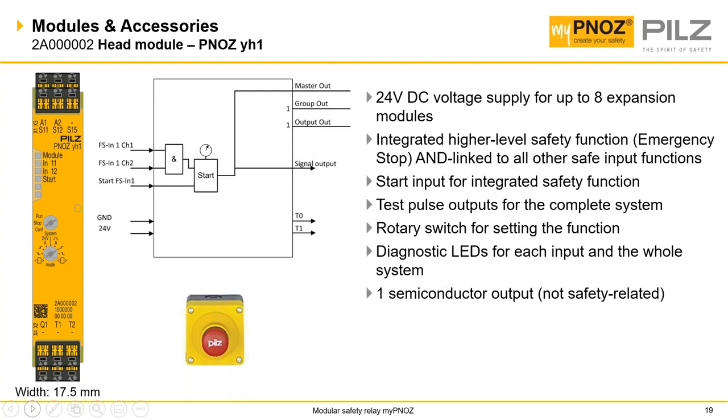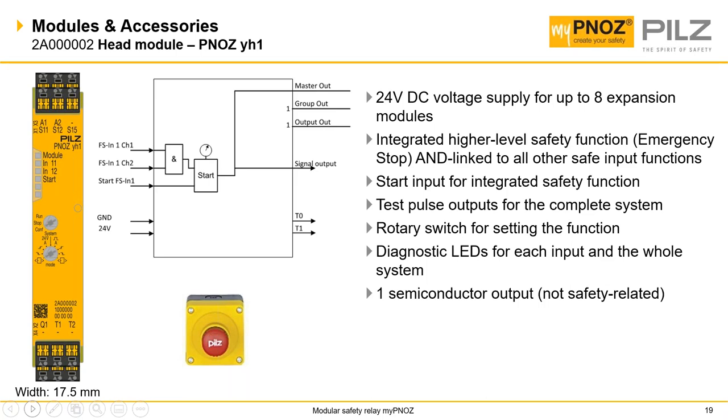So, on to looking at some of the modules in brief. The head module, PNOZ YH1, supplies a 24-volt DC supply for up to the maximum of 8 expansion modules. It has the integrated higher level safety function, i.e. the global emergency stop, which is AND linked to all other safe input functions. It has test pulse outputs for the entire module assembly, a start input for the integrated safety function, and this is also present on all the input and input-output modules.